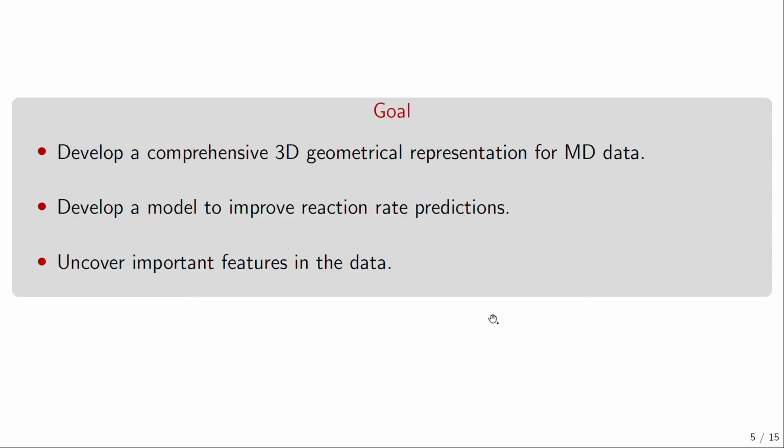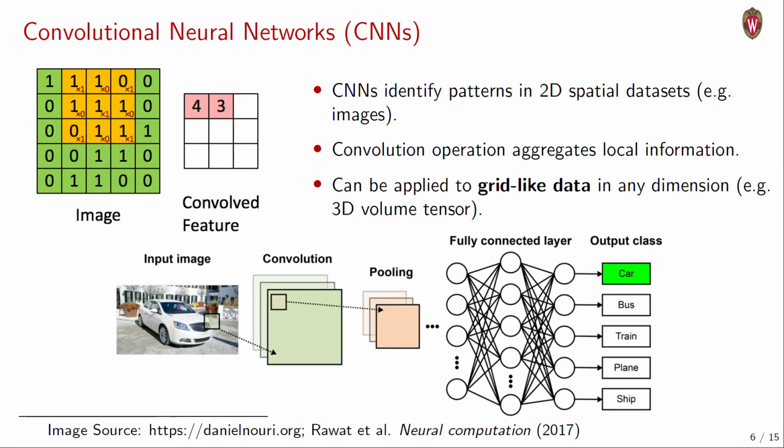Therefore, our first goal is to develop a comprehensive 3D geometric representation for MD data. The second goal is to develop a model that improves reaction rate prediction. Also, we want to uncover important features in the data. The technique we use is convolutional neural network.